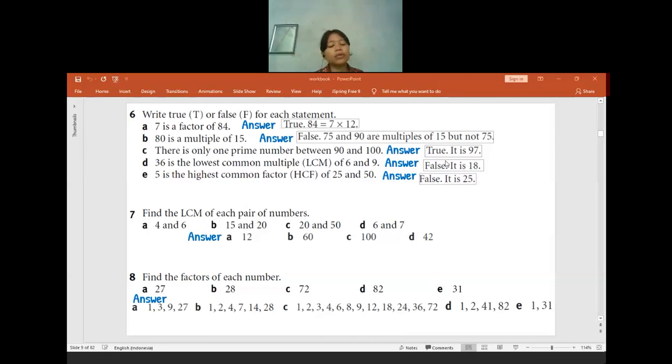Is there anything confusing? If maybe your factors are not complete yet, you can check the answer sheet that I give in here, and you can complete your answer.